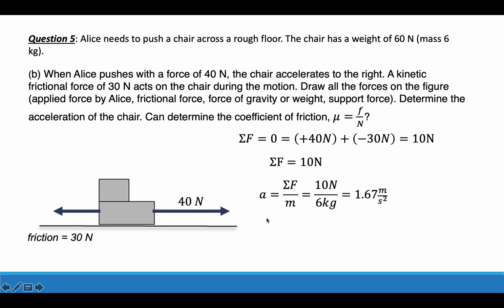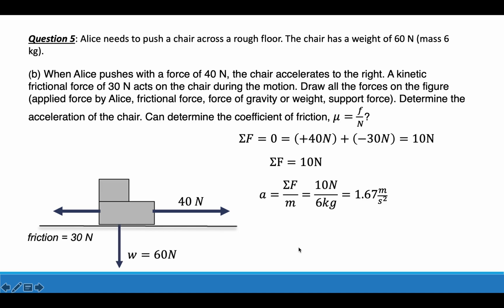We can then determine the acceleration as we did before, the net force divided by the mass. The net force in this case is 10 newtons, the mass is 6 kilograms. So the acceleration of this chair will be 1.67 meters per second squared, and that frictional force will always stay the same because it's kinetic friction for this particular surface. In the previous example, the static frictional force was dependent on how big of a push was being applied on the chair.